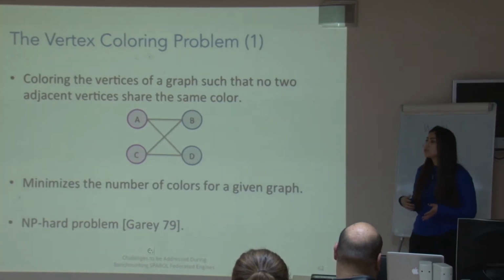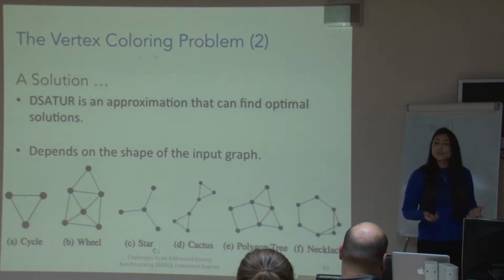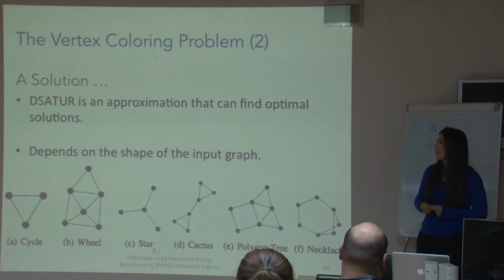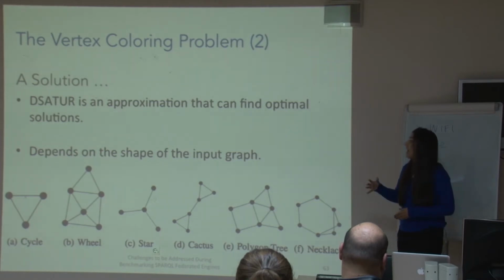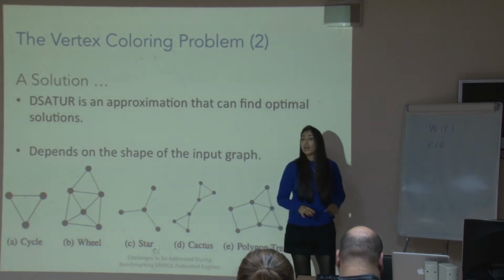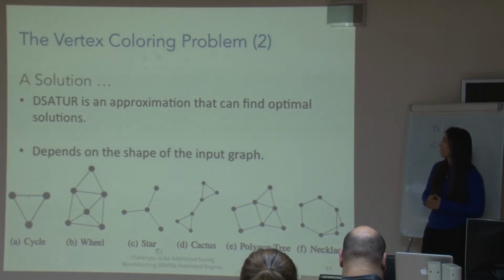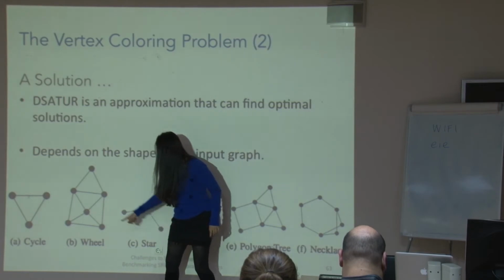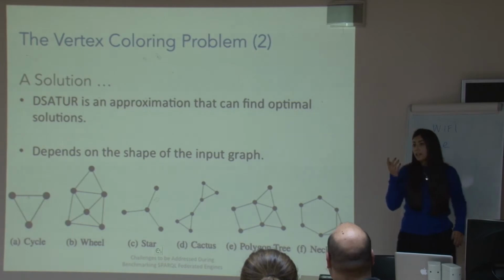And this problem has been shown to be NP-hard, but the good news is that there is a solution called DSATUR, which is an approximation implemented with a greedy algorithm that provides an optimal solution to the vertex coloring problem with a certain restriction. It depends on the shape of the input. DSATUR is able to find an optimal solution in polynomial time for graphs with the following shapes: the shape of a cycle, the shape of a wheel, star-shaped graphs, and other graphs. Also for disconnected graphs, of course.